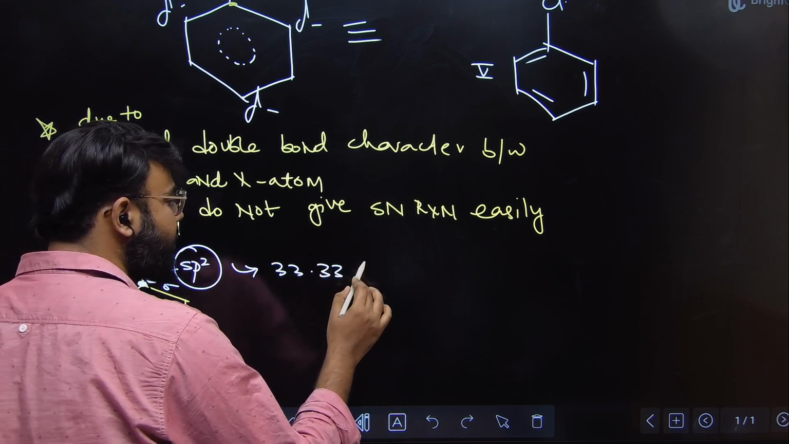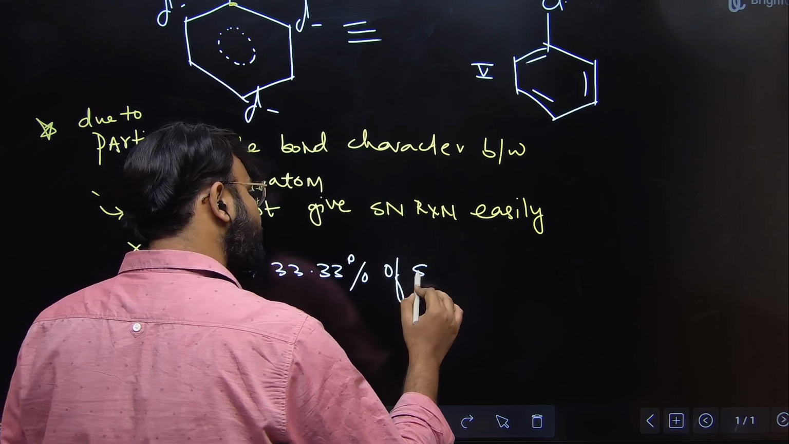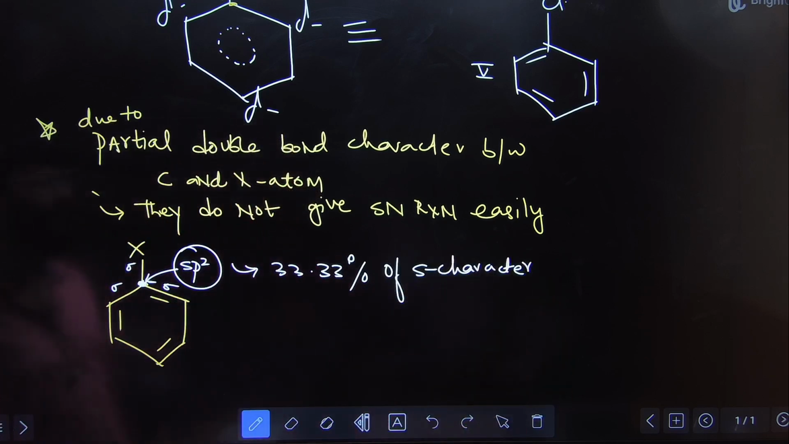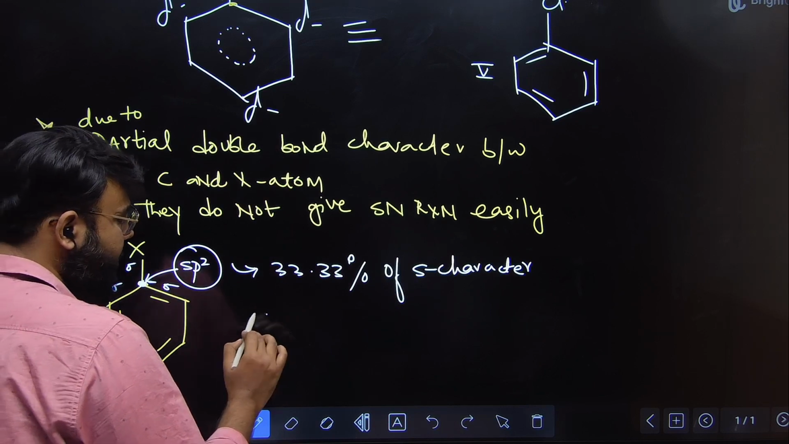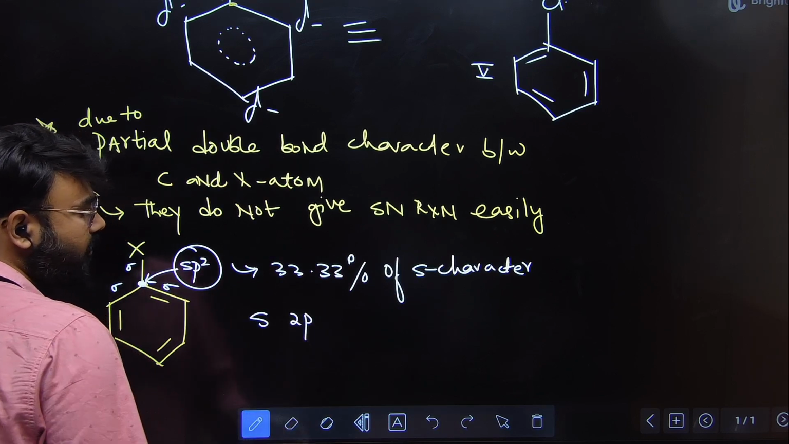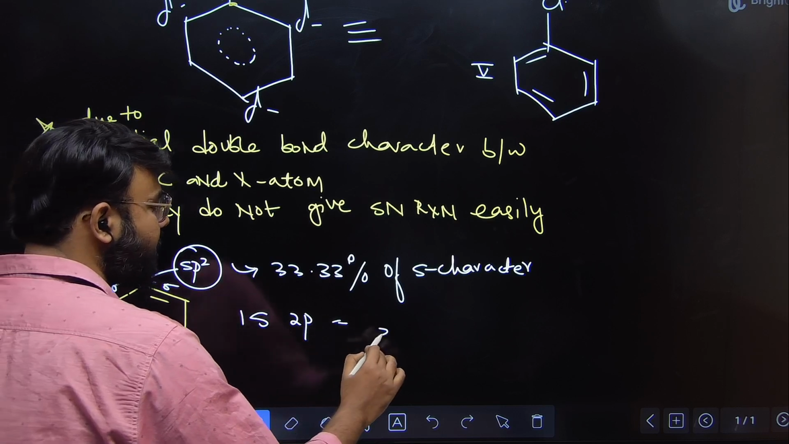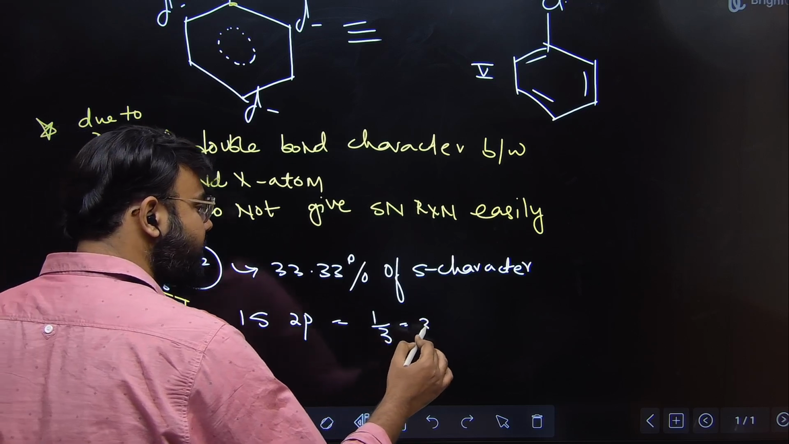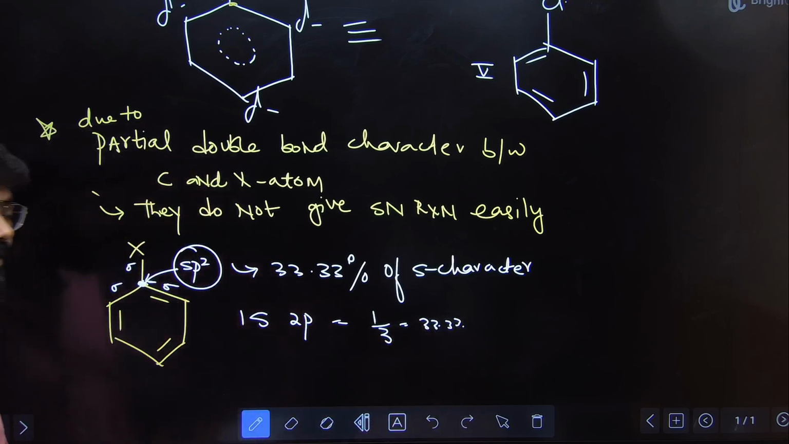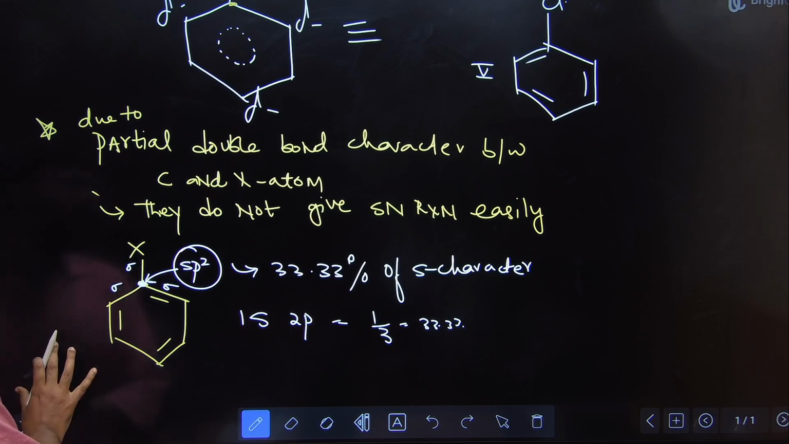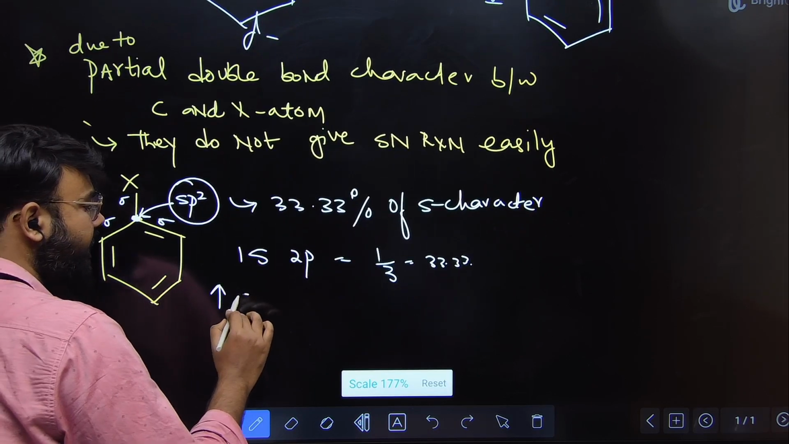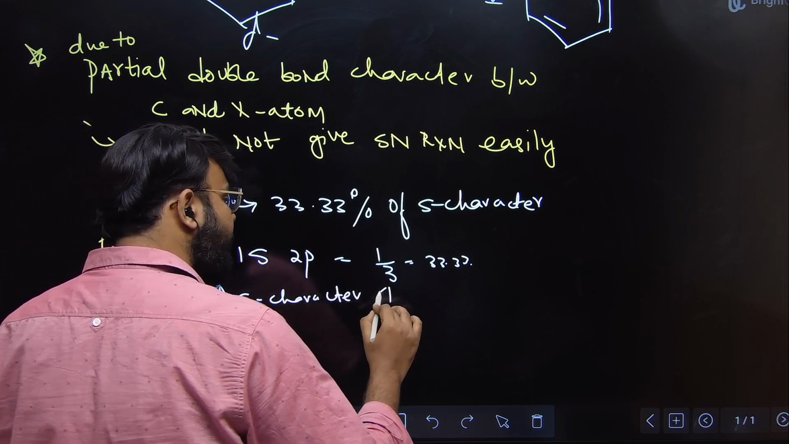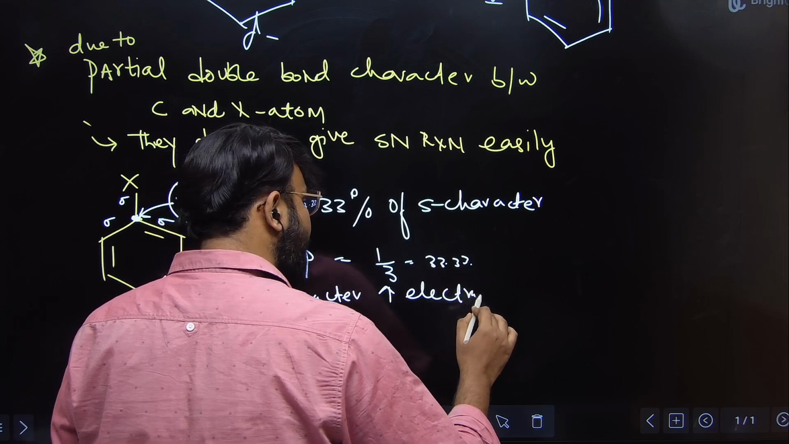So sp2 means it has 33.33% s character. How is it 33.33? Because it has 1s and 2p, so 1 plus 2 is 3, and how many s out of 3 total? 1. So 1 by 3 is 33.33. Clear for everyone? Remember one important thing: the greater the s character, the greater the electronegativity.